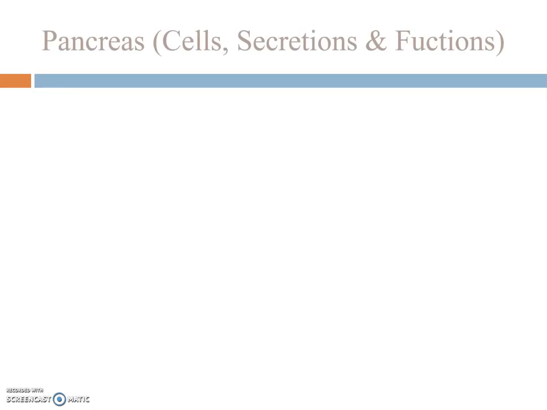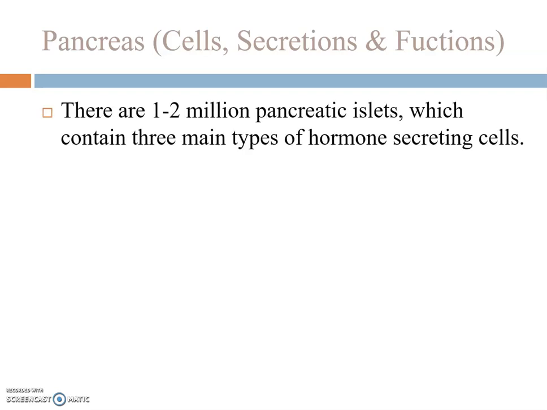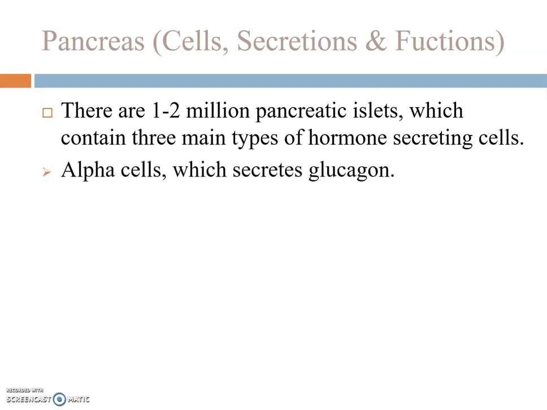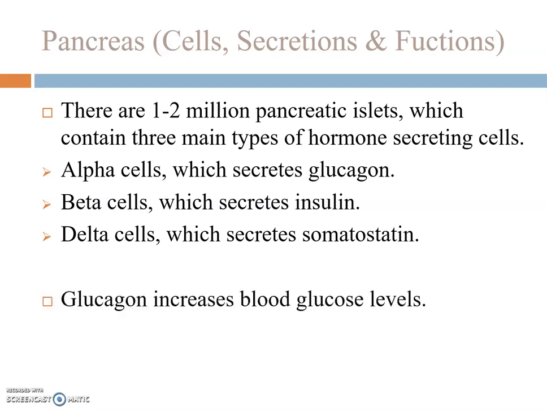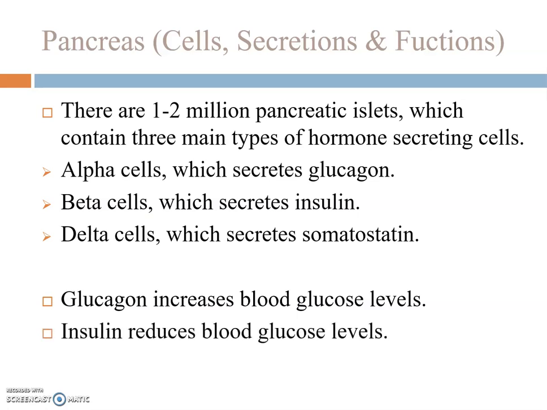Now we'll study the secretions and functions of the pancreas. There are 1.1 to 2 million pancreatic islets, which contain three main types of secreting cells. Alpha cells, which secrete glucagon, beta cells, which secrete insulin, and delta cells, which secrete somatostatin. Of these, glucagon increases blood glucose level and insulin reduces blood glucose level.